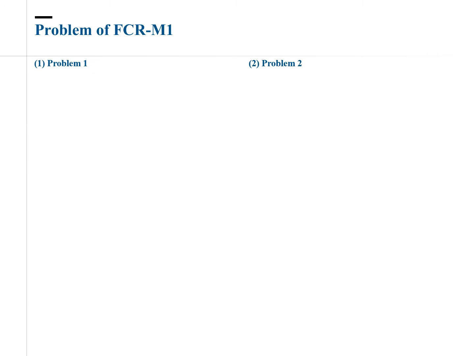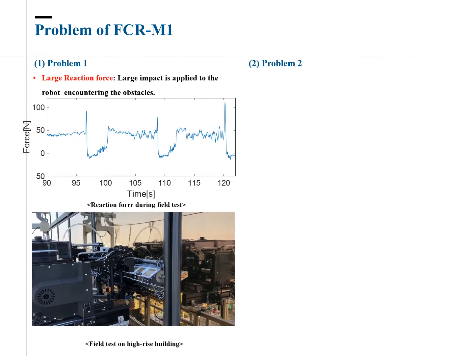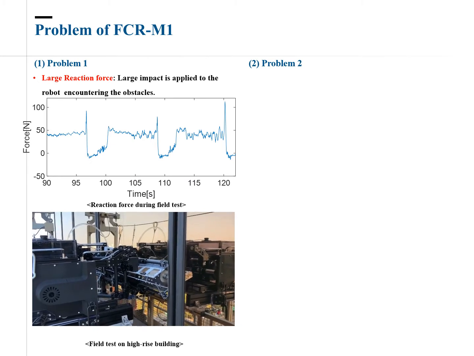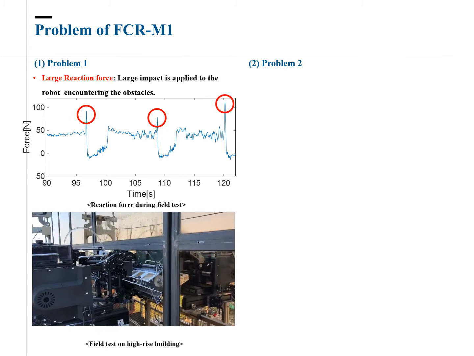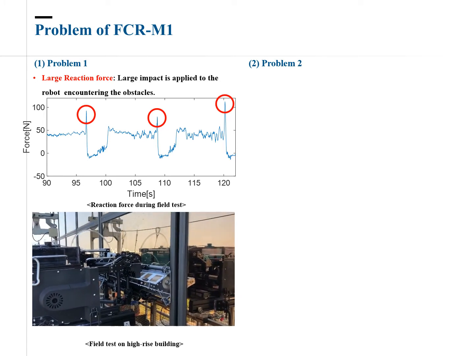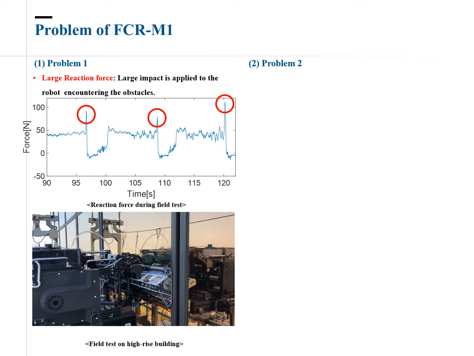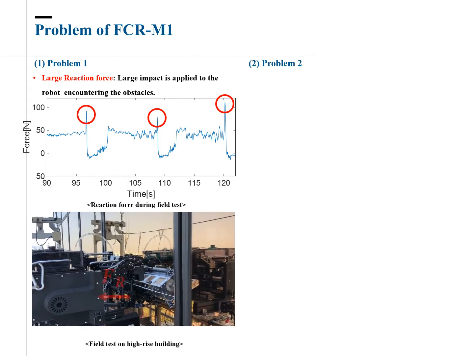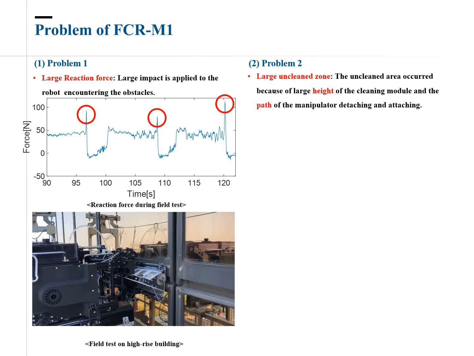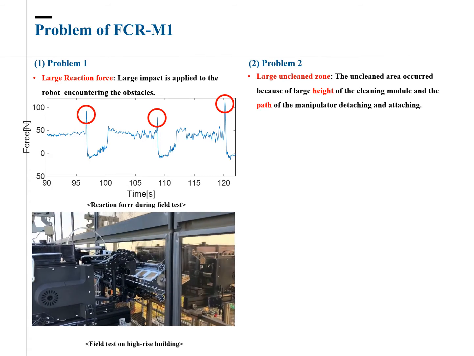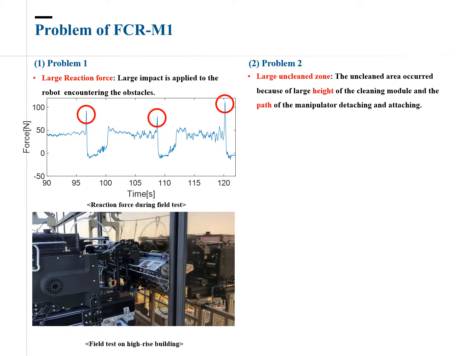After these experiments, there were some problems with the FCR M1. First, there is a large reaction force. As the robot meets the obstacles, a large impact force is applied to the robot, as you can see from the video and the graph. It causes swings of the gondola, and this can lead to unpredictable accidents.